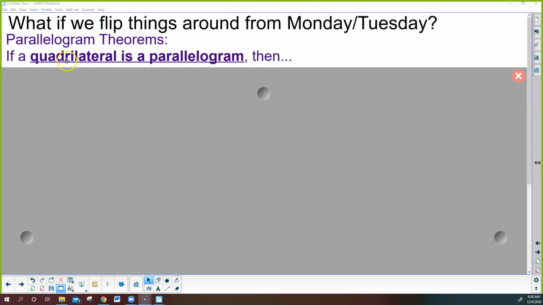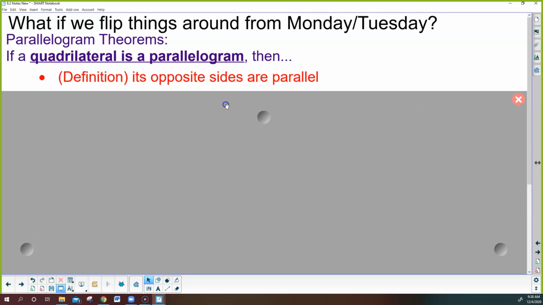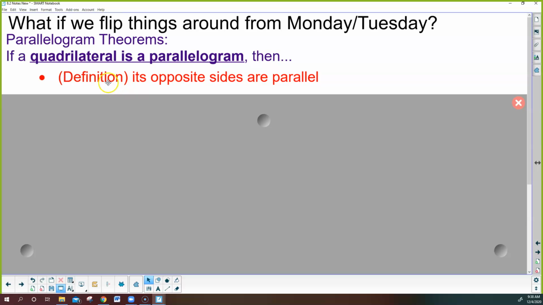So we're going to start with the hypothesis of if a quadrilateral is a parallelogram. That's important to note. We know it's a parallelogram. So then what has to be true? Well, the definition has to be true. So if a four-sided shape is a parallelogram, then by the definition, its opposite sides are parallel. We use this one quite often in proofs. If we can prove opposite sides are parallel, then it's a parallelogram. So if we know it's a parallelogram, then opposite sides have to be parallel.